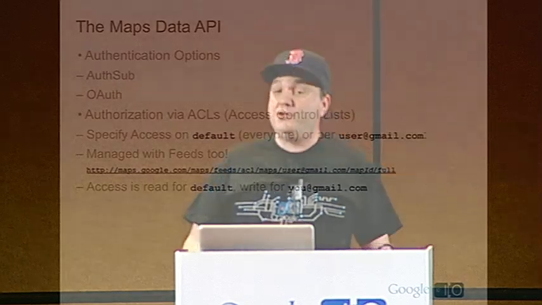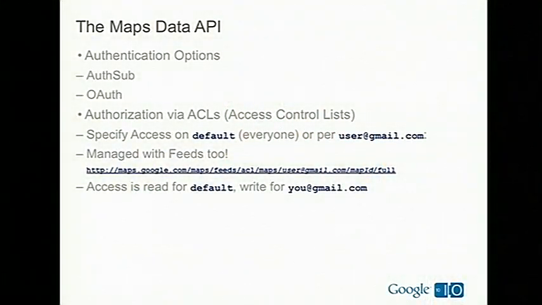We also support authentication options, which is we have AuthSub and OAuth support. And we provide authorization via access control lists. So this is also a feed. So you can send a feed for your default feed, which is everyone in the world, or you can send a feed for yourself. Now, importantly, the default feed has a default of read, meaning that if you create a map on the Maps Data API, it's not necessarily public.